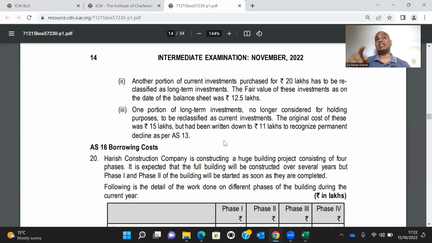Journal entries are only for your understanding. You don't need to pass the journal entry in the exam. If you pass a journal entry, nothing is wrong, but you don't need to. You will write descriptively, but this is how you should understand. Journal entries are always for understanding.